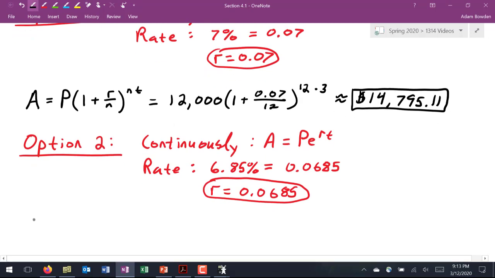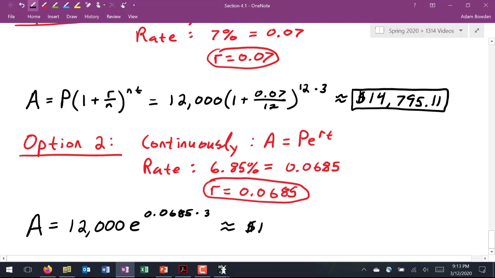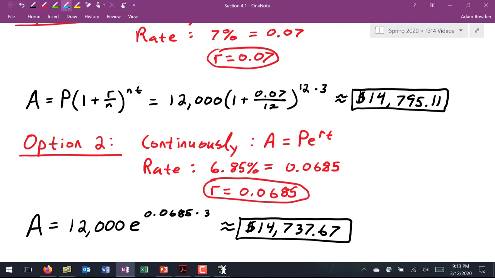Now if we plug that into our formula for continuously compounding interest, we'll put 12,000 e to the 0.0685 times 3. And that's what we have to use the calculator in order to get an approximation for. What I came out with is approximately $14,737.67 when rounded to the nearest cent.